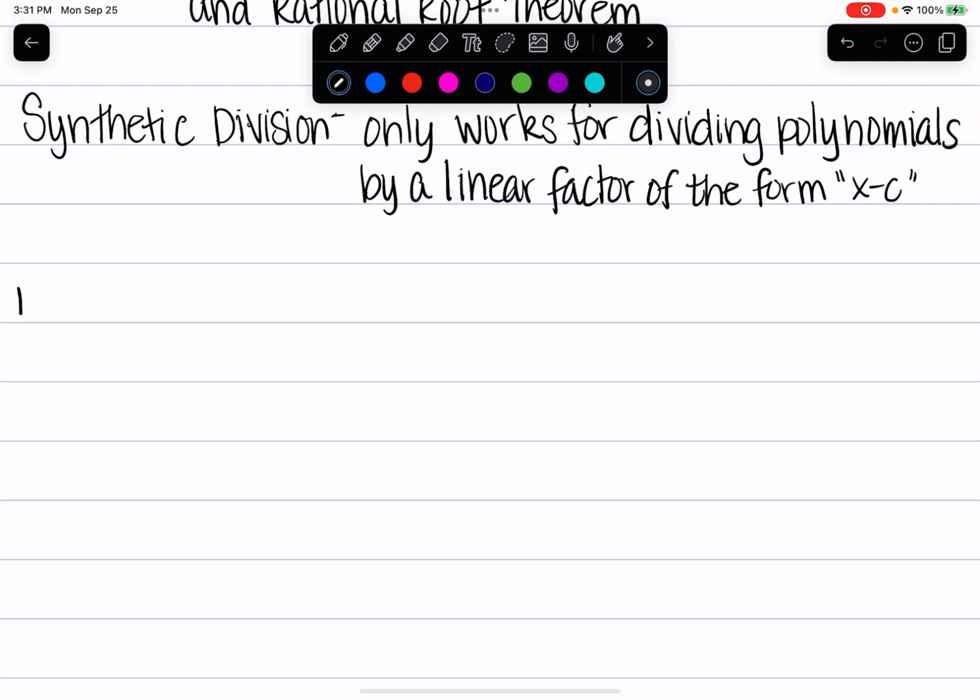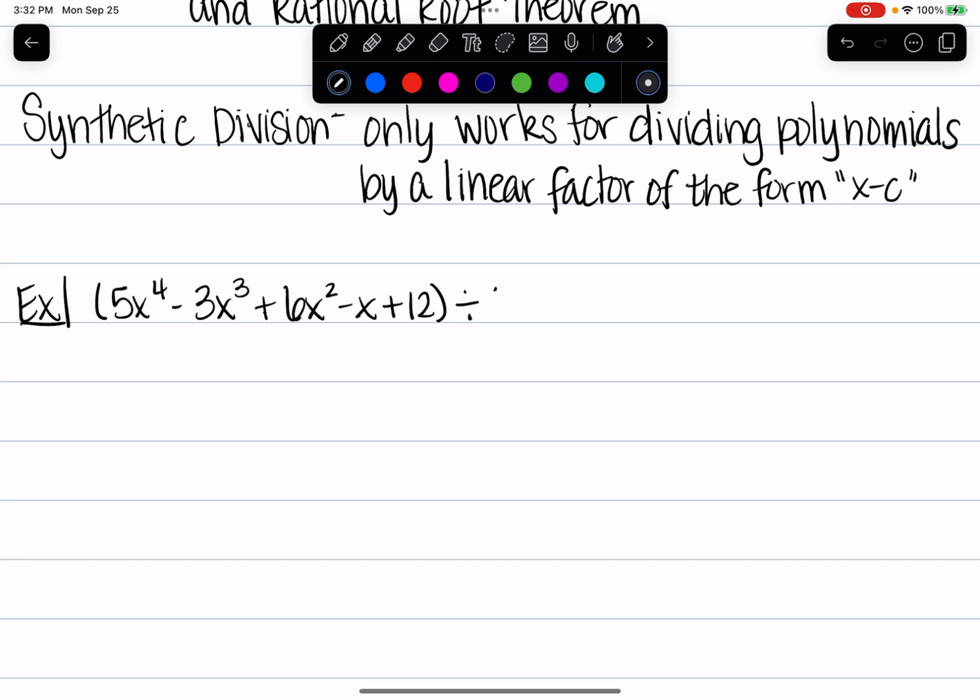So if, for example, I give you 5x to the fourth minus 3x cubed plus 6x squared minus x plus 12 divided by x minus 4. This is going to be your divisor.